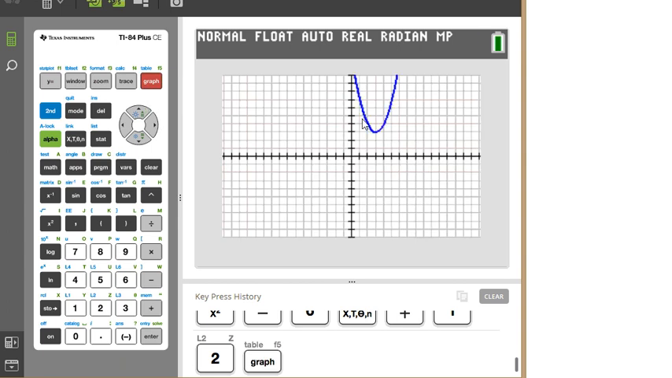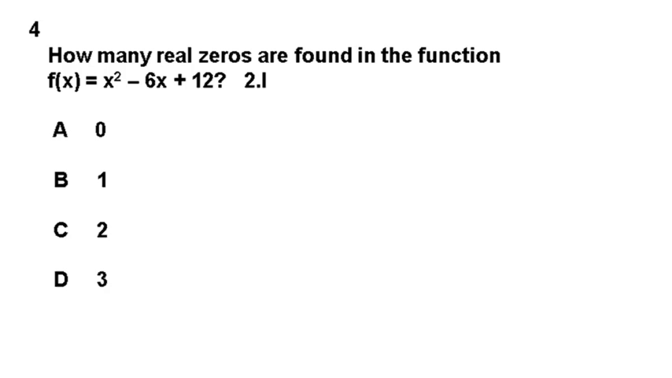So we have this parabola that opens up above the x-axis. Well, to have a real zero, you need to do what? Touch or cross the x-axis. Do we touch or cross the x-axis here in this graph? No, we do not. So we call this 0 real zeros.